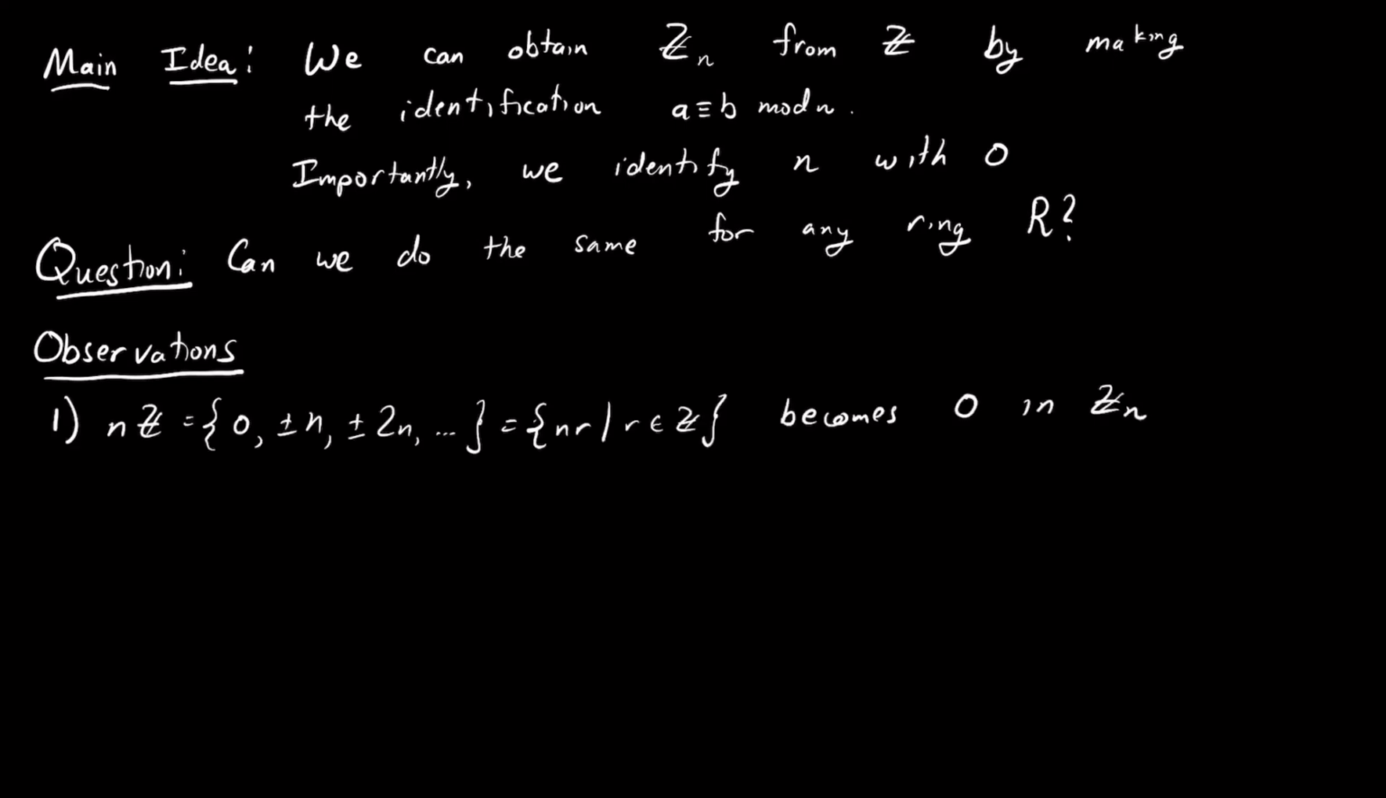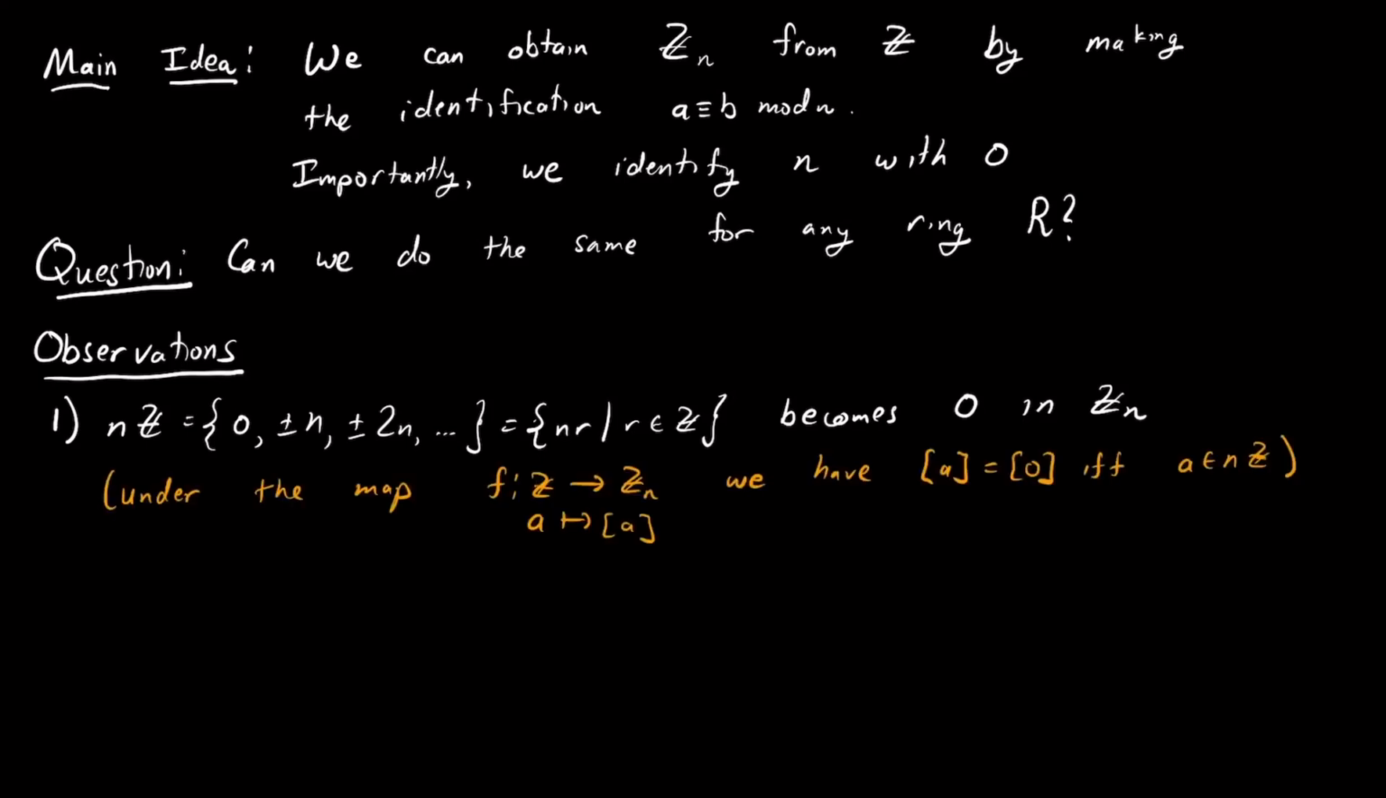So the first thing is, if I look at the set nZ, these are all the multiples of n, these are the elements that become 0 in Z mod n. And specifically, what do I mean? I mean that under the homomorphism f from Z to Z mod n, where I map any integer a to its equivalence class, we have that the equivalence class of a is equal to the equivalence class of 0 if and only if a is a multiple of n, so if and only if a is an element of nZ. So these are the elements that become 0 in Z mod n. That's the way we'll talk about this. Another thing we'll notice is that nZ is a subring.